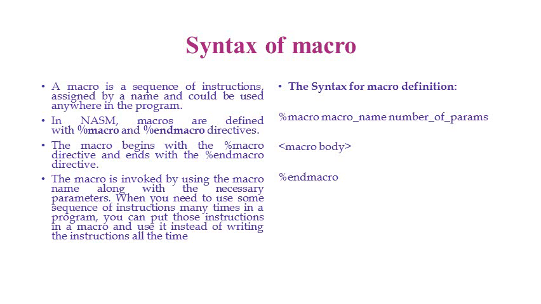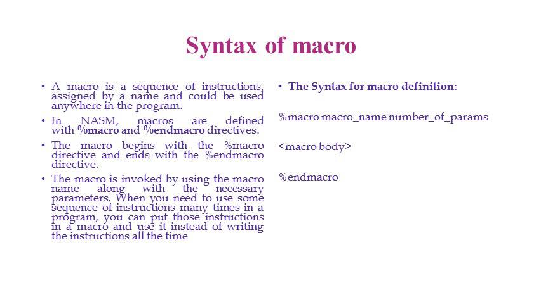Then see the syntax of macro. First we'll see what is macro and then we'll see the syntax. A macro is a sequence of instructions assigned by a name and could be used anywhere in the program. In NASM, macros are defined with %macro and %endmacro directives. The macro begins with the %macro directive and ends with the %endmacro directive. The macro is invoked by using the macro name along with the necessary parameters.